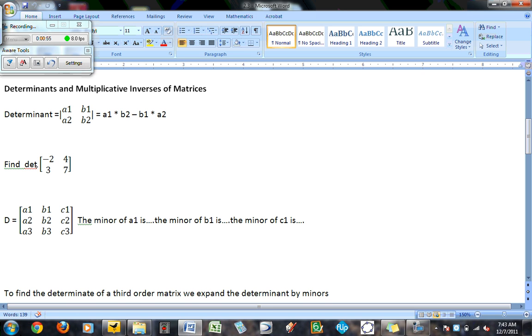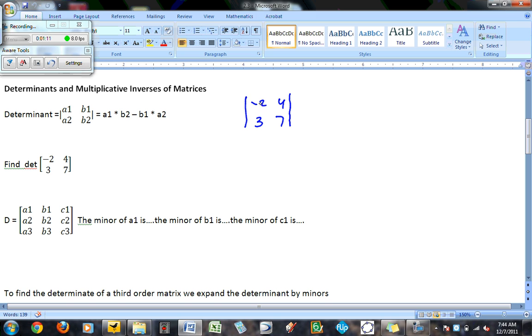Sometimes you note it as DET in front of it, or it can be denoted as an absolute value sign. So it could be written as the absolute value of negative 2, 4, 3, 7 as well. That means find the determinant if it's just a straight line and it's written in matrix form.